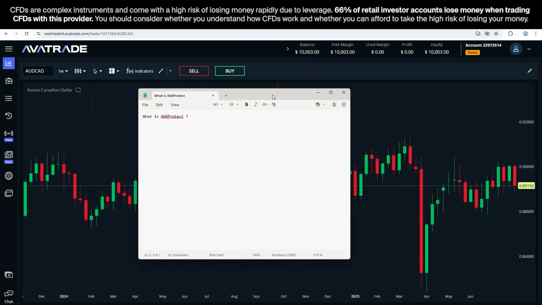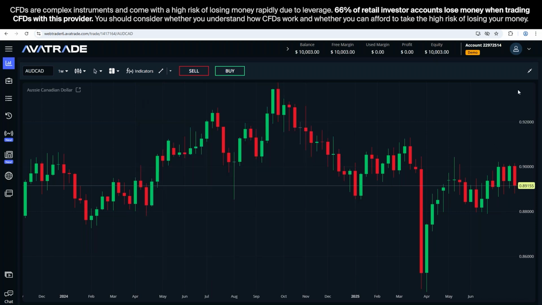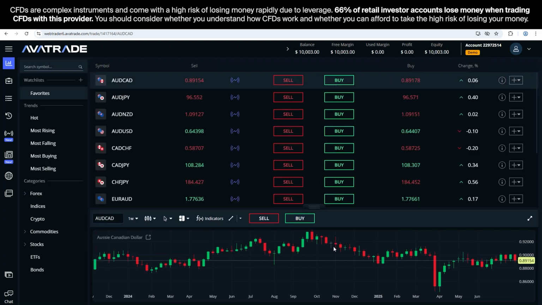I would like to say that the AvaProtect product can only be found on this interface or on the app, which is AvaTrade's trading app. AvaProtect is only for Forex, gold, and silver. Maybe later on it will be available for other things as well, but currently it's for Forex, gold, and silver.